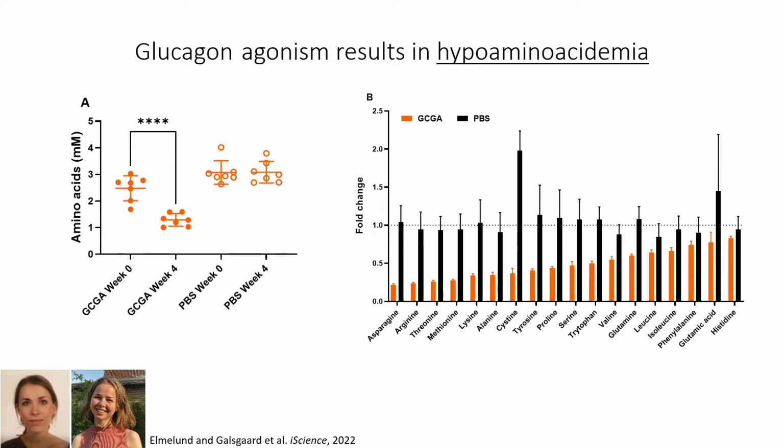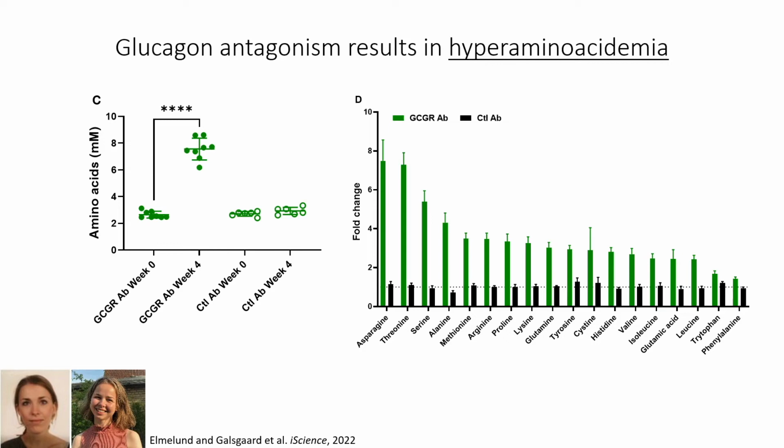The mice that received the long-acting glucagon agonist showed hypoaminoacidemia after 4 weeks, and this was evident at the level of each of the individual amino acids. Oppositely, the mice that received the glucagon receptor antibody showed hyperaminoacidemia, again at the level of each individual amino acid, really emphasizing how important glucagon is for amino acid catabolism.